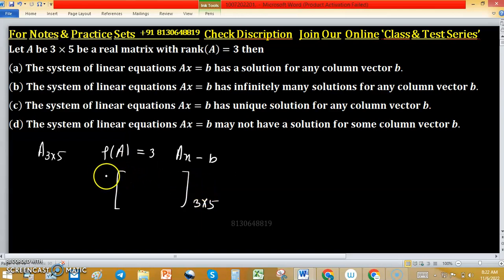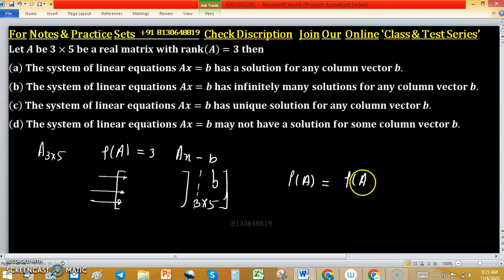it means every row contains a pivot. If we add one extra column known as column B, then the rank doesn't change, and in each row we have a pivot. It means the rank of A, the coefficient matrix, and the rank of the augmented matrix are the same.